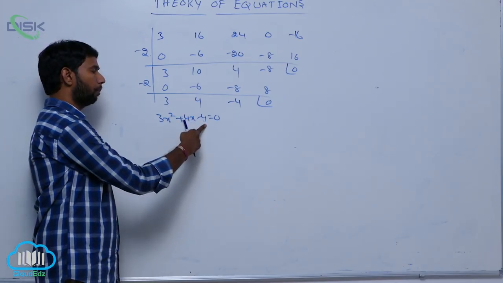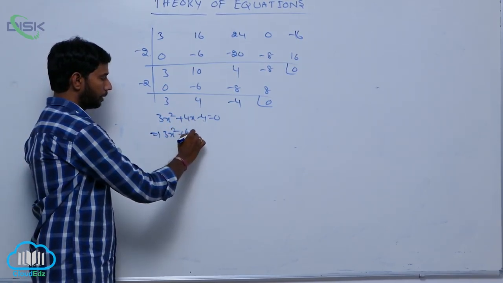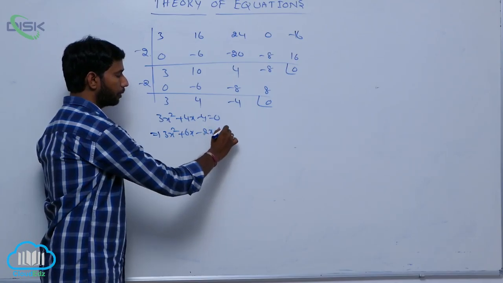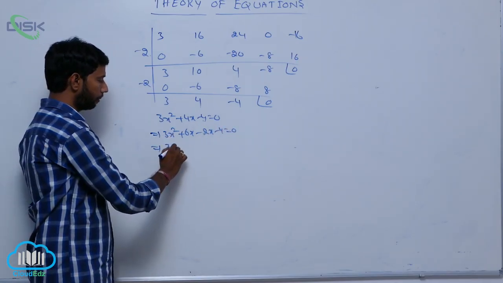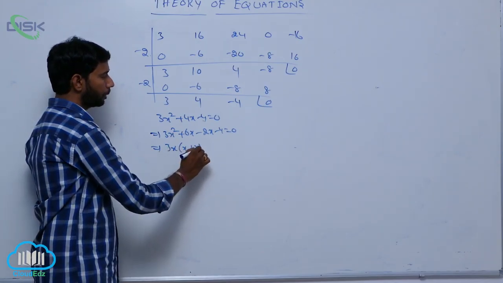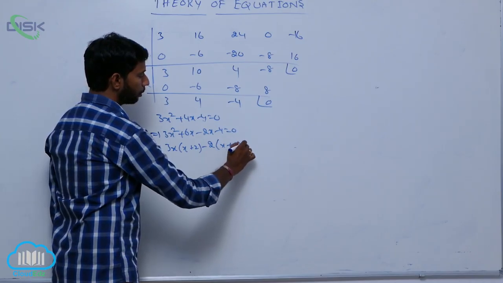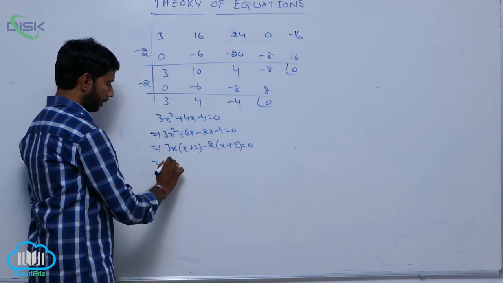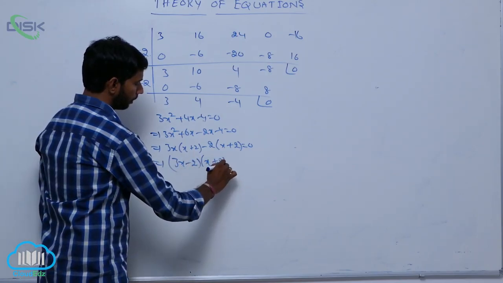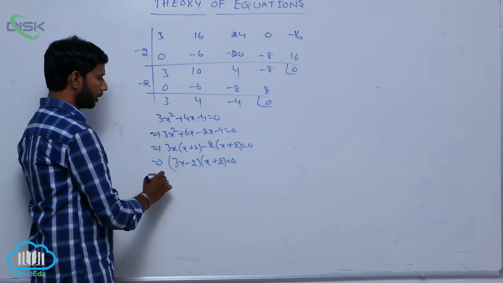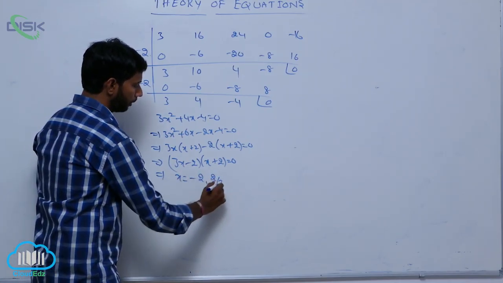3 into minus 4 is minus 12, so the factors are 3x square plus 6x minus 2x minus 4 equal to 0. In the first two terms, 3x is common: 3x of x plus 2. In the third and fourth terms, minus 2 is common: minus 2 of x plus 2. There is a 3x minus 2 of x plus 2, equal to 0. Therefore, x is equal to minus 2, 2 by 3.